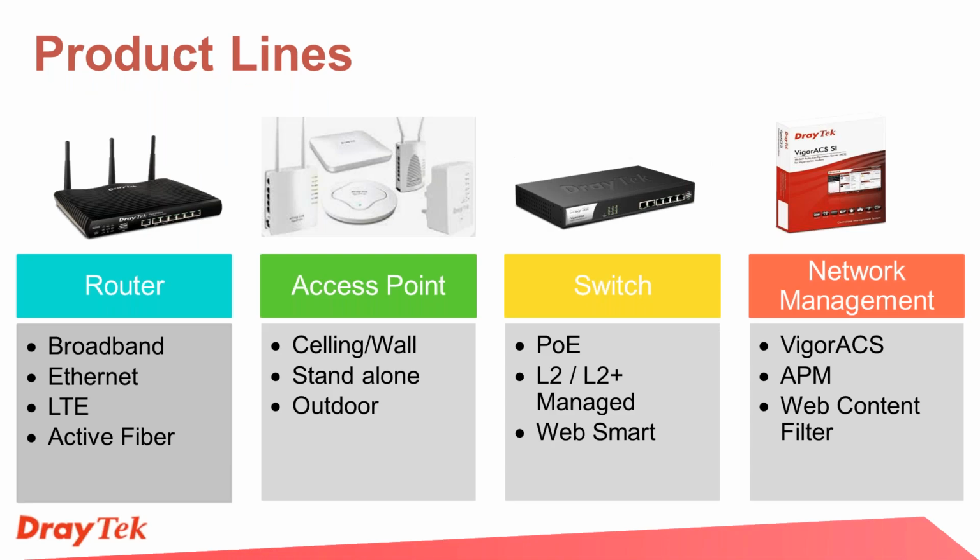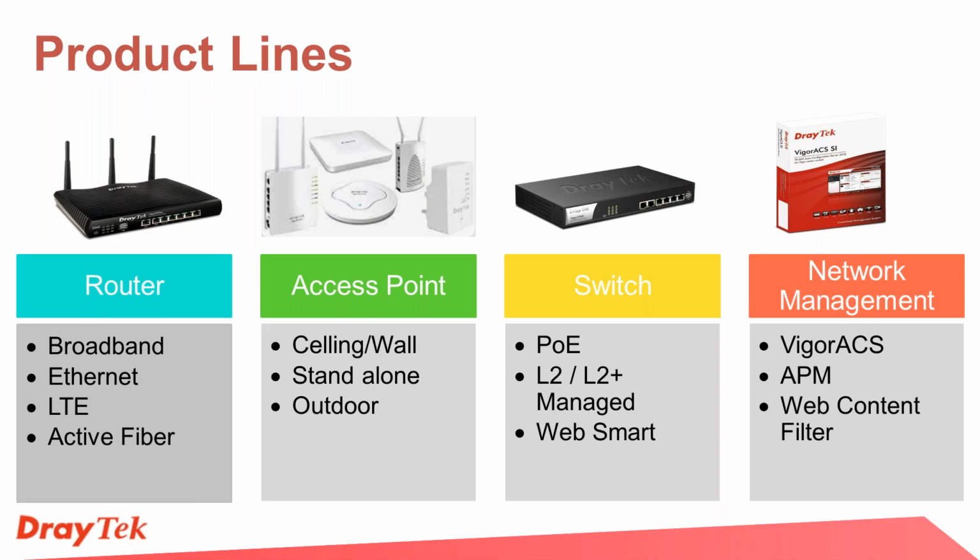Okay, so in terms of products, we've got router products. DrayTek make a big range of routers, and the sort of functionality in the products is broadband. So you've got broadband, you've got Ethernet, LTE, and you've got fiber. And that basically will cover all kinds of connectivity for internet that you would want from a router.